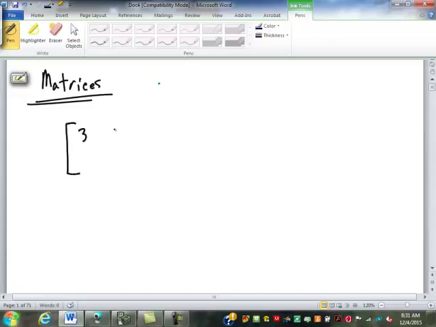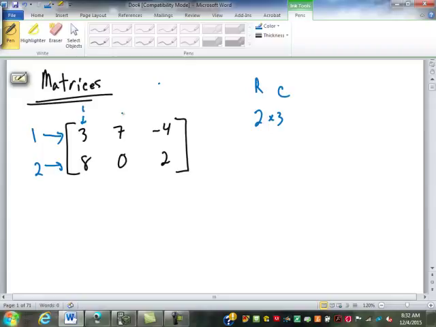So a matrix might look something like this. Those square brackets around it signify that it is a matrix. This matrix is what we would call a 2 by 3 matrix. The first number is the number of rows. There are 2 rows. The second number is the number of columns. There are 3 columns. So this is a 2 by 3 matrix.